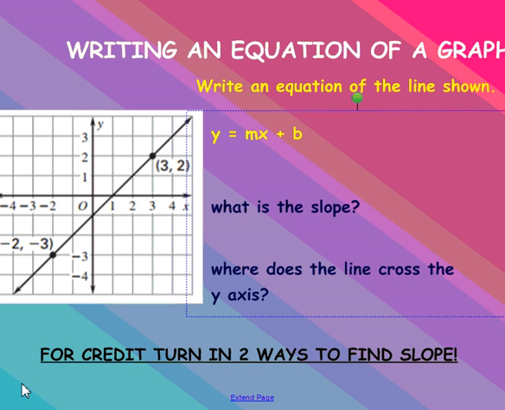Okay, so we're going to be writing equations using a graph. So again, we need to know this formula, the slope intercept formula. This is one that's going to keep coming back to you, so hopefully you already have it memorized. We need to figure out what is the slope. We've got a couple ways of finding the slope. So I want you to stop, pause the video, and for credit, you're going to write down 2 ways you can find the slope and verify that you get the slope the same way.